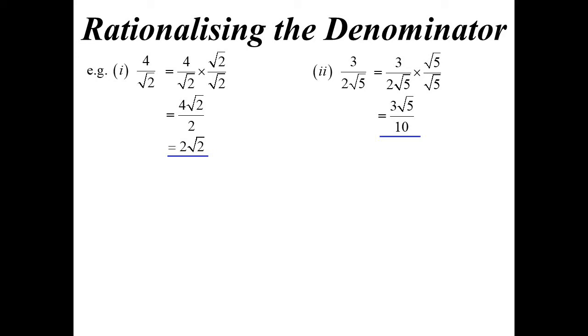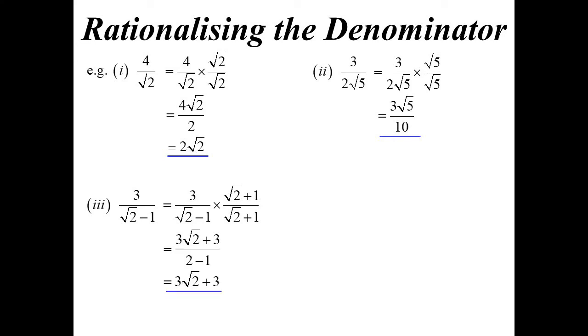Whereas if the surd is on the top, a lot easier to compare. 3 on root 2 minus 1, so we get 2 terms in the bottom. That's when we multiply by the conjugate, because we'll get difference of 2 squares. Again, we create a rational number. In this case, 2 minus 1, which is 1, and we have 3 root 2 plus 3.